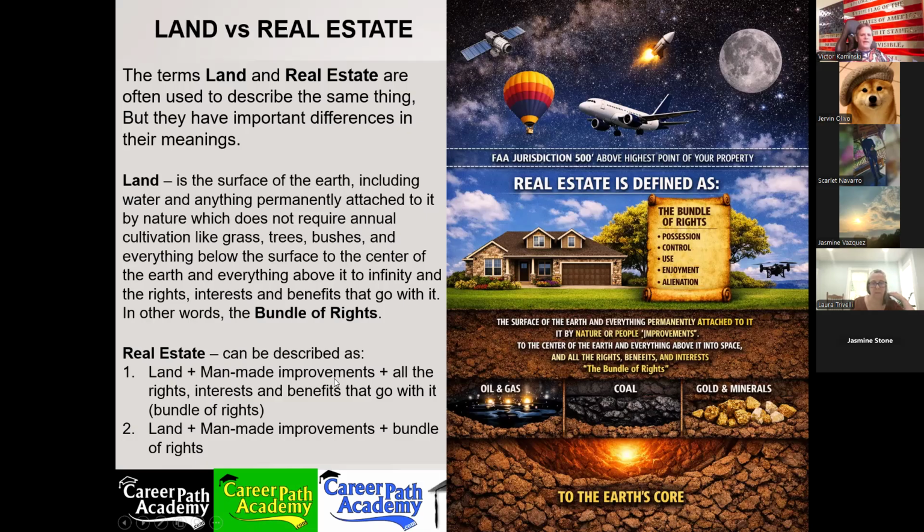And real estate can be described in two ways. Land plus man-made improvements, plus all the rights, interest, and benefits that go with it. In other words, the bundle of rights. Or you could just say land plus man-made improvements, plus the bundle of rights. You'll need to be able to distinguish the difference between land and real estate on your state exam. I know they give you a question about that.